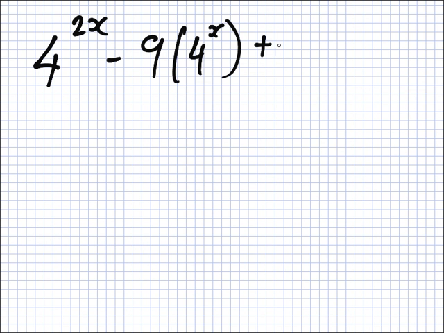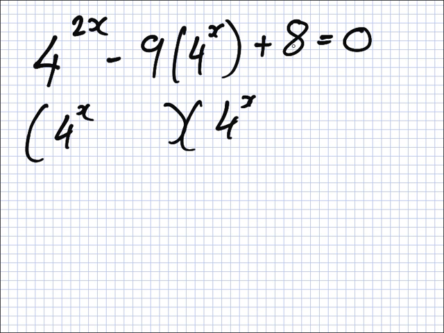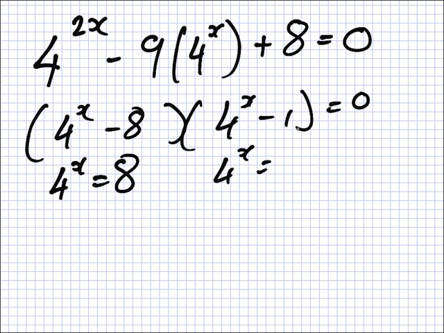What was the equation? 4 power 2x minus 9 bracket 4x, plus 8 equals 0. Okay, so this will be 4x and 4x, 8 and 1, minus 8 and minus 1 equals 0. So that means 4 power x equals 8, or 4 power x equals 1.